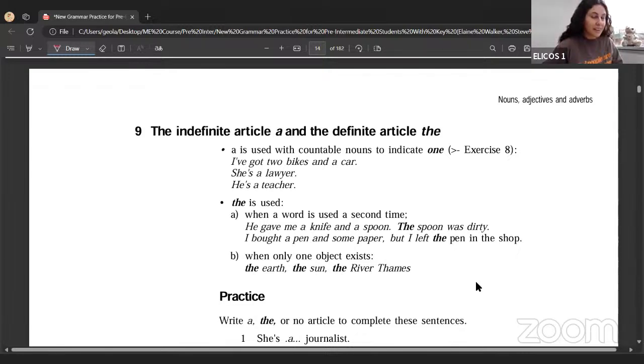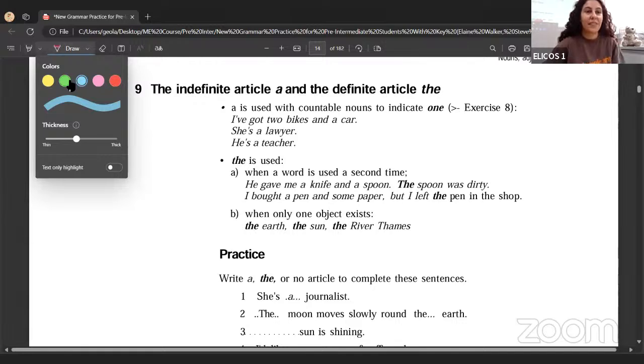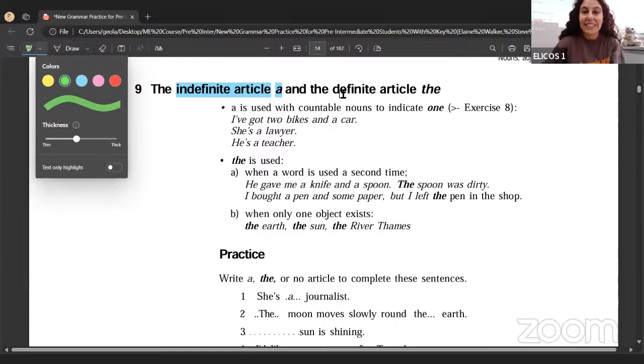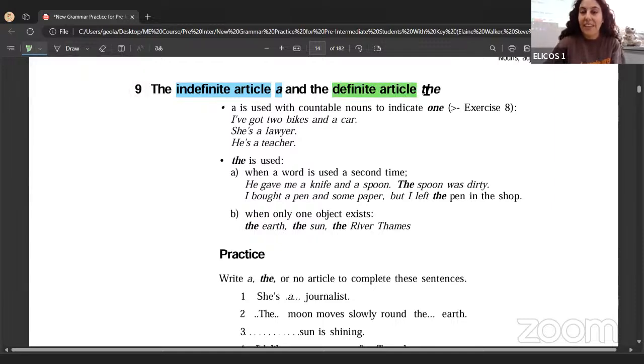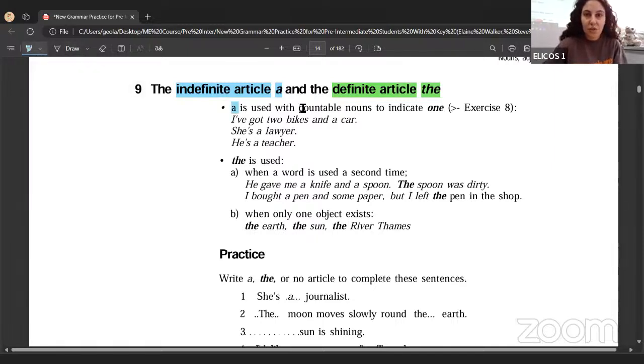Okay, good. Very simple. Now we looked at the indefinite article. Remember, that was the word a or an. But now we're going to look at the definite article. And that's the word the. So we know that a is used with countable nouns to just mean one. I've got 2 bikes and a car. She's a lawyer. He's a teacher.